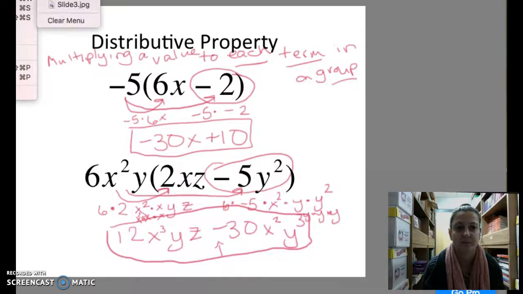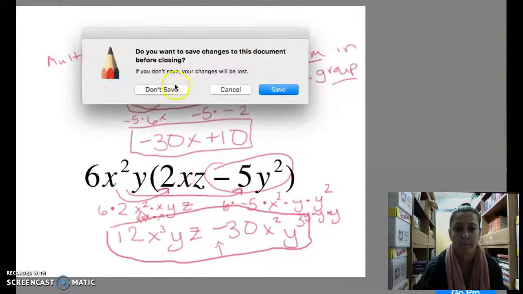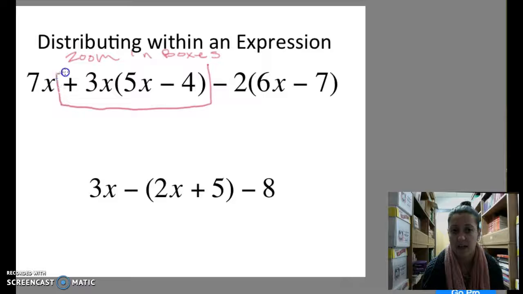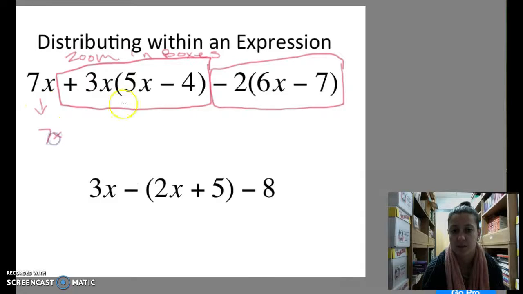One more slide. Okay, when you're distributing within an equation, zoom in boxes are key. Zoom in boxes. The zoom in boxes start at the end of a parenthesis and go all the way until the first sign you see. Again, start at the end of a parenthesis, go all the way through to the first sign you see. This 7x is not a part of it, so it just comes down.